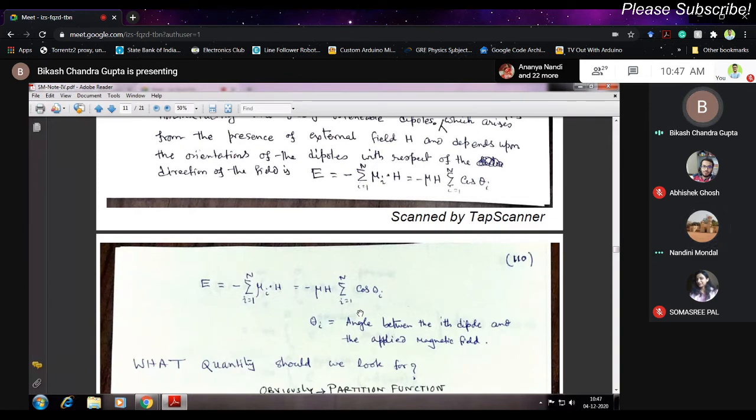That is what I'm saying, e to the power beta mu h, because minus, you said minus, minus cancels, e to the power beta mu h sum over i equals 1 to n cosine theta i. That should be in the argument, right?